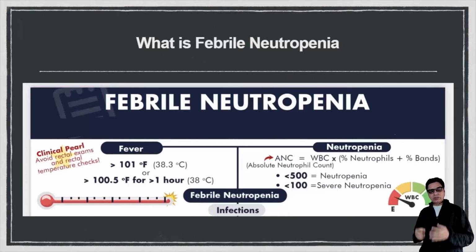So a child who has got fever, which means, if the duration is less than 1 hour, it should be greater than 38.3, or if it is more than 1 hour, then it should be greater than 38 degrees Celsius, and that is associated with a low absolute neutrophil count on a full blood count. If these two conditions are met, we call it febrile neutropenia.